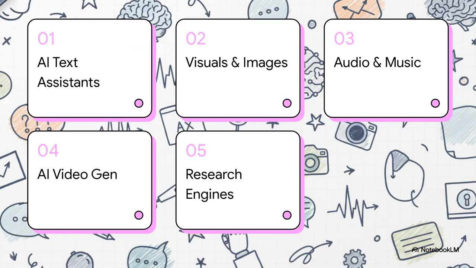So, to make sense of the whole shebang, we're going to ride the complexity escalator today. We'll start with AI text assistants, move up to generating visuals and images, design some audio and music, step into directing AI video generation, and finally, look at AI-powered research engines.